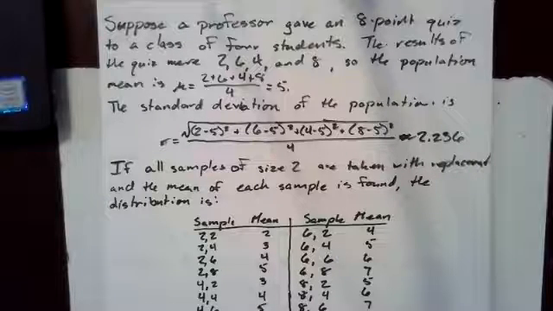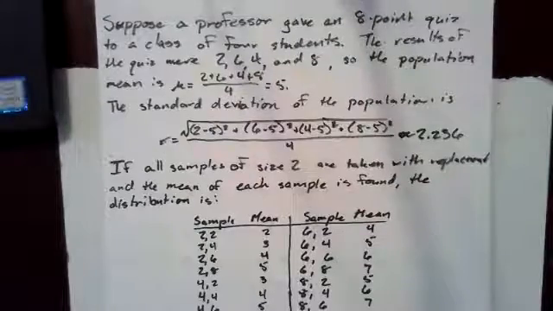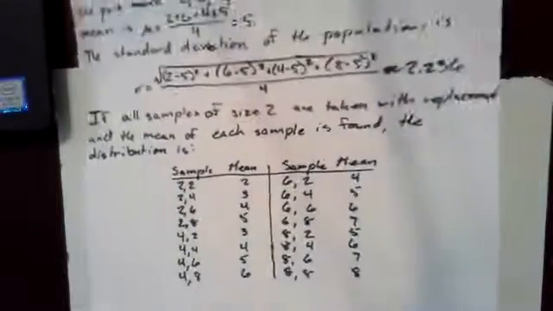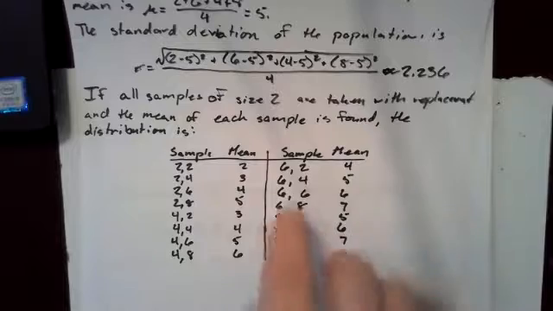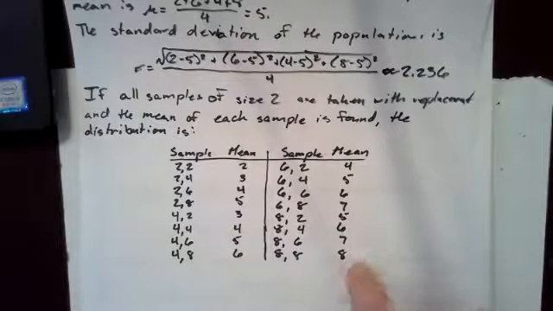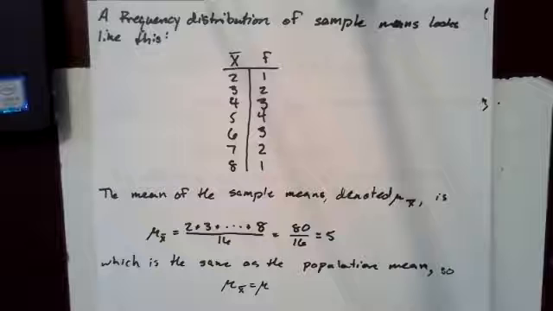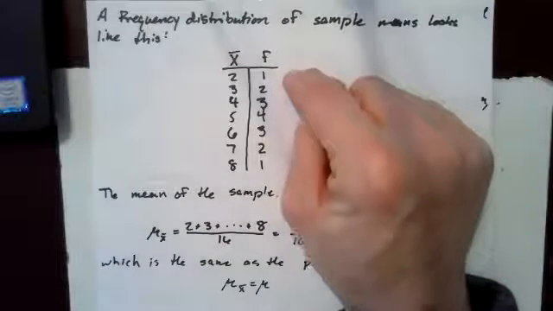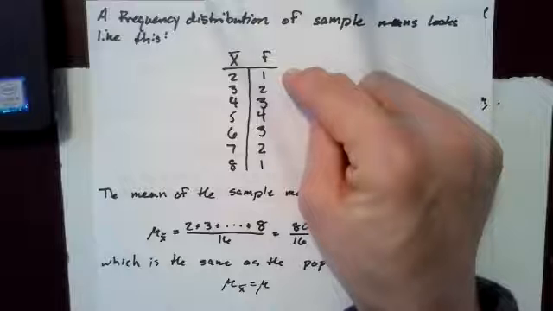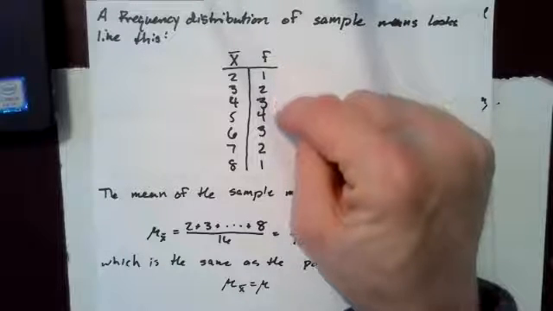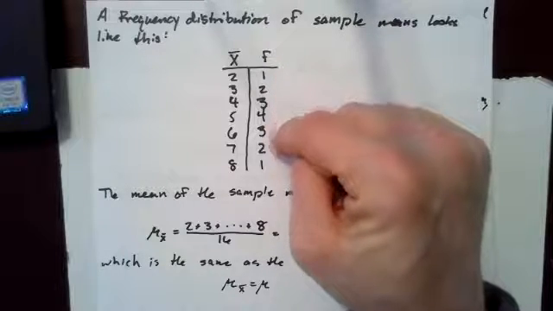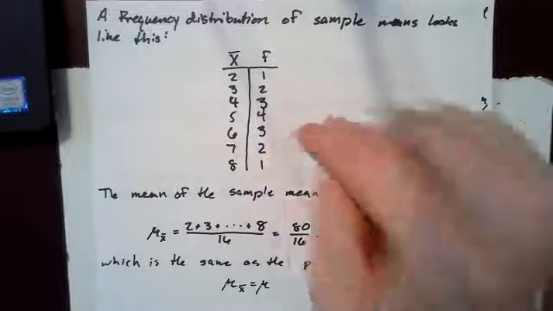If all samples of size 2 are taken with replacement and the mean of each sample is found, the distribution is this here. And we've got means from 2 to 8 with 3s, 4s, 5s, and 6s along the way. A frequency distribution of the sample means looks like this. There is one mean of 2, 2 of 3, 3 of 4, 4 of 5, 3 of 6, 2 of 7, and 1 of 8.